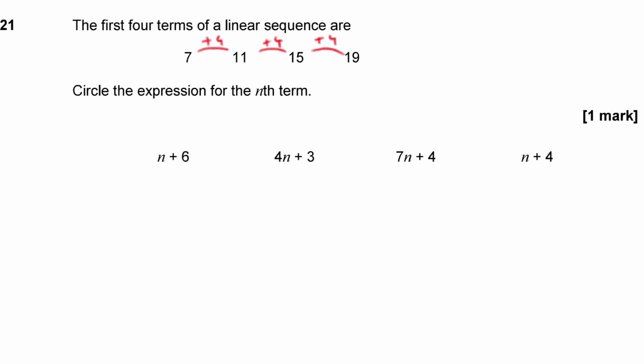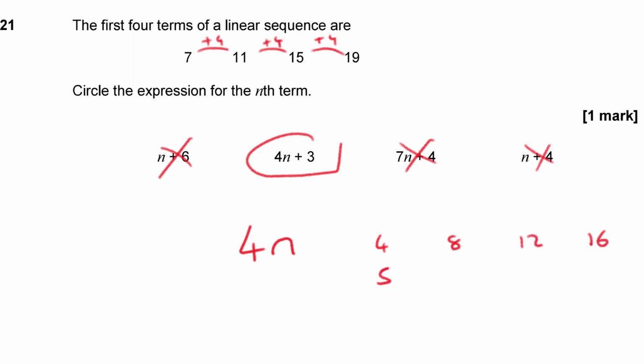That tells me that my nth term has something to do with 4n. So it's not n plus 6, and it's not that one, and it's not that one. It's going to be that one. Now you can tell it's going to be 4n plus 3 because the sequence 4n is 4, 8, 12, 16, and I've got 7, 11, 15, 19. Now you can see from there to there, each of these numbers is 3 more. So I've actually got the sequence 4n plus 3. But I already knew it was that one because I knew it was going up in 4s, so it can't be the n plus 6 or the 7n plus 4 or the n plus 4. It's got to be 4n plus 3.